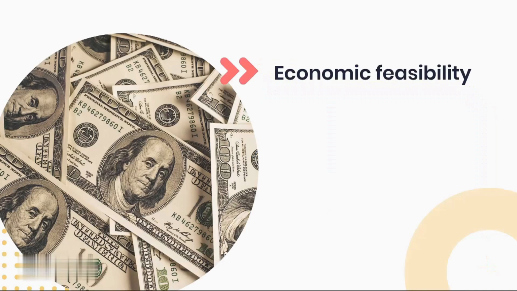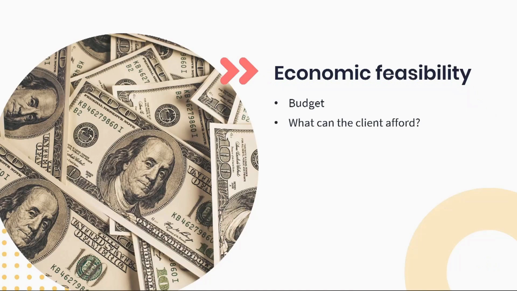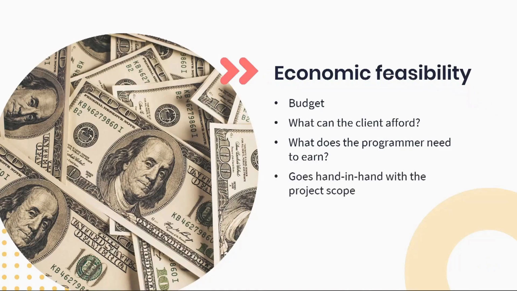The next aspect of the feasibility study is economic. This looks at the money side of things. We need to make sure that the project can be completed within budget. The budget refers to what the client can afford, as well as what you, the programmer, need to earn. It makes no economic sense to develop a software package that pleases the user but leaves you with a negative bank balance. This typically goes hand in hand with the project scope.